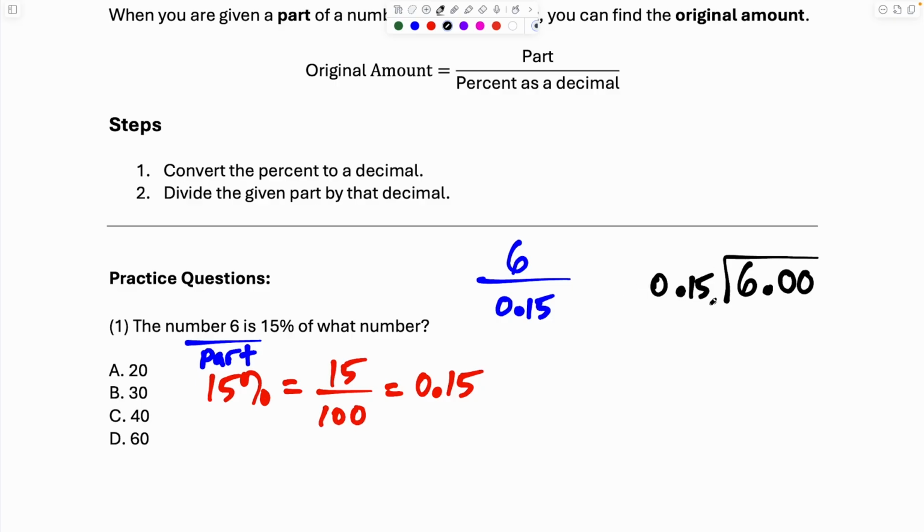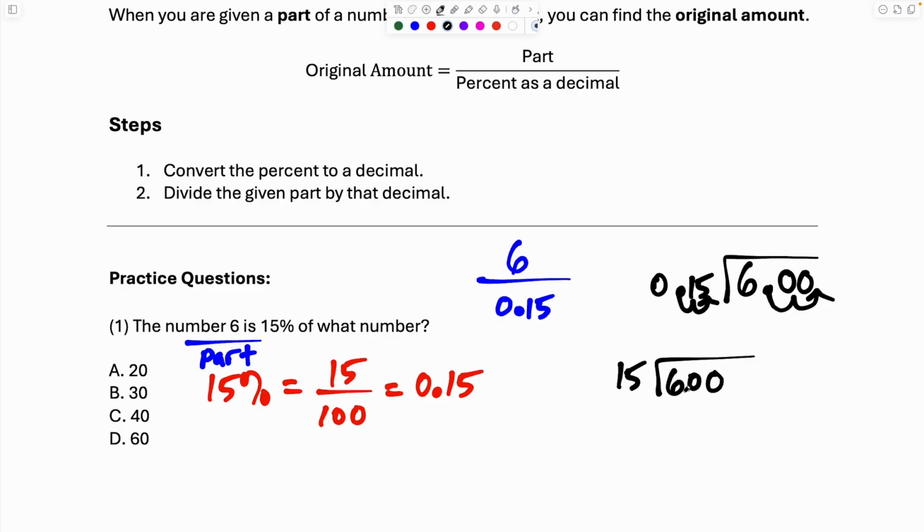You move the decimal to the right an amount of times that will make the number you're dividing by a whole number. To make the whole number here, we're going to move the decimal 2 spaces to the right, which would give us 15. But if I move this decimal 2 spaces to the right, I have to do the same thing over here. So I could just do 600 divided by 15, and that's going to give us the same answer as what we have over here in this fraction.